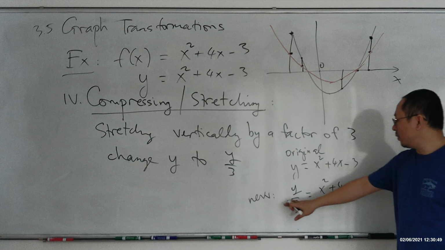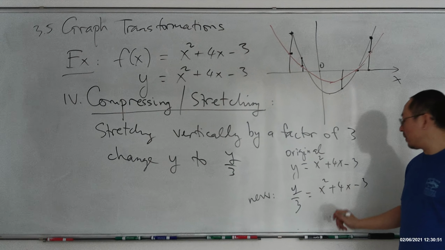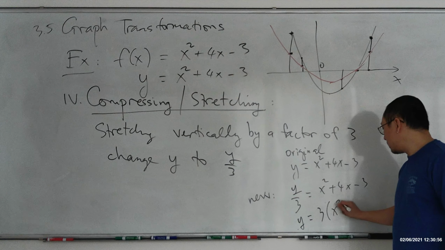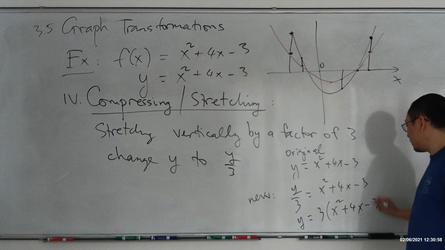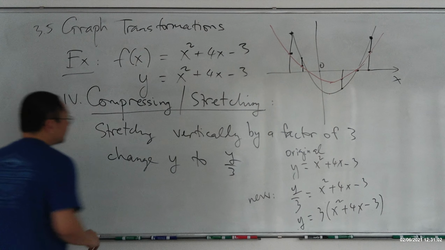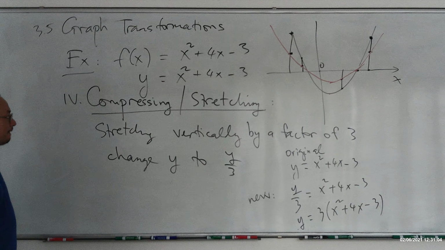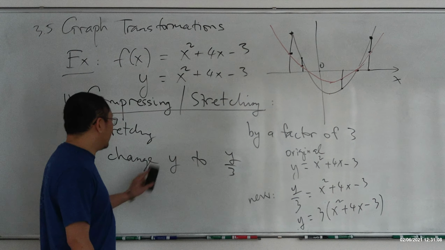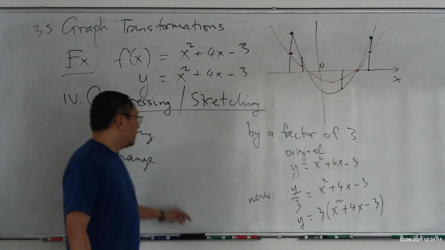One more time, you won't see it in the books. Instead, you're going to multiply both sides by 3. So you got y is equal to 3 times x squared plus 4x minus 3, all right? Now if you learn about vertical, it's going to be the same way for horizontal changing.